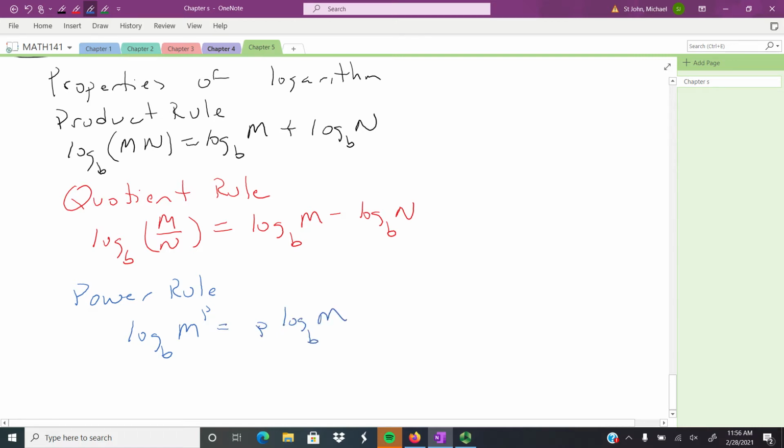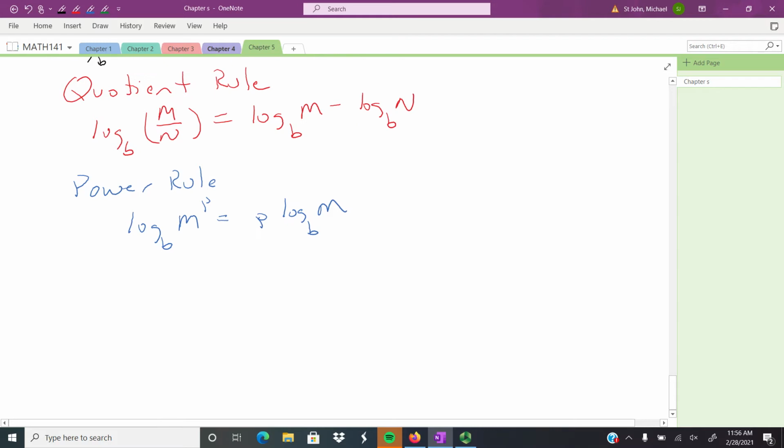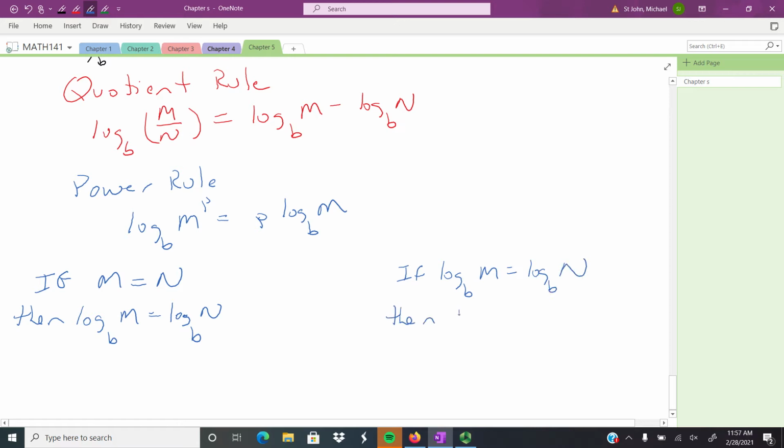Those are the rules, right? And then a couple other statements, and that is if m is equal to n, then the log base b of m has to equal the log base b of n. Right? And then the other one is if the log base b of m equals the log base b of n, then m has to equal n. So all those rules and those statements come in handy later when we go to solving these things.